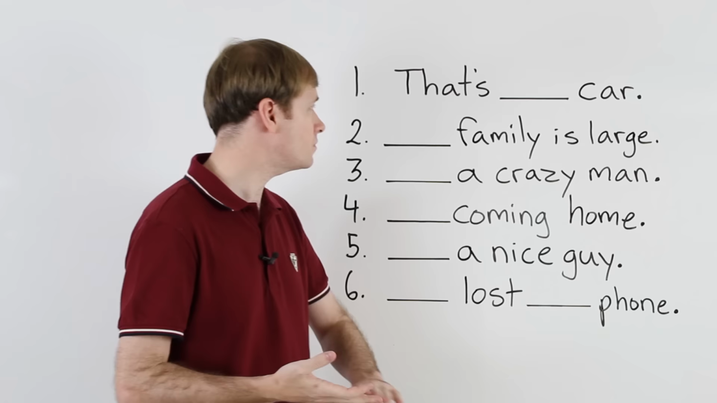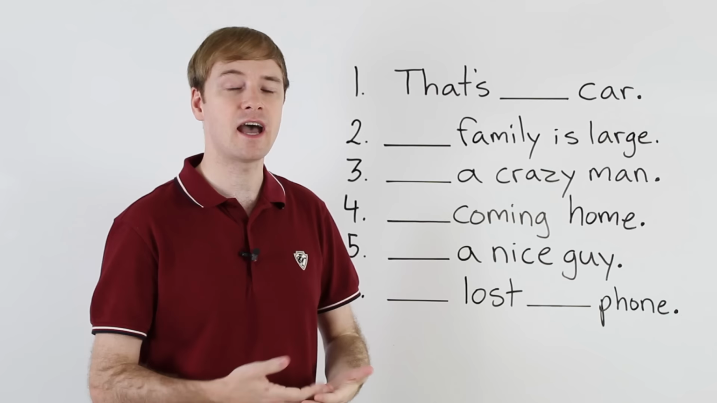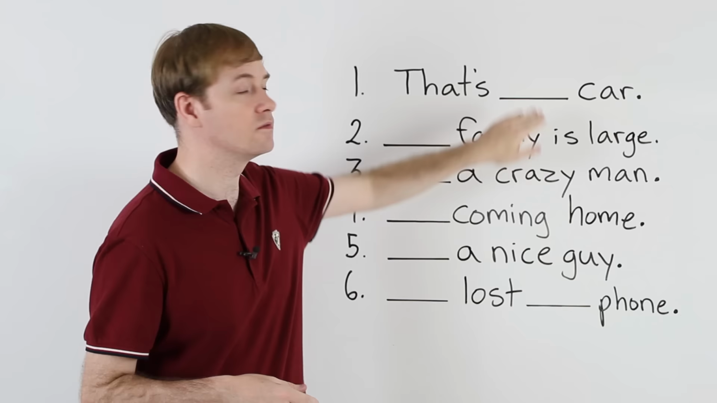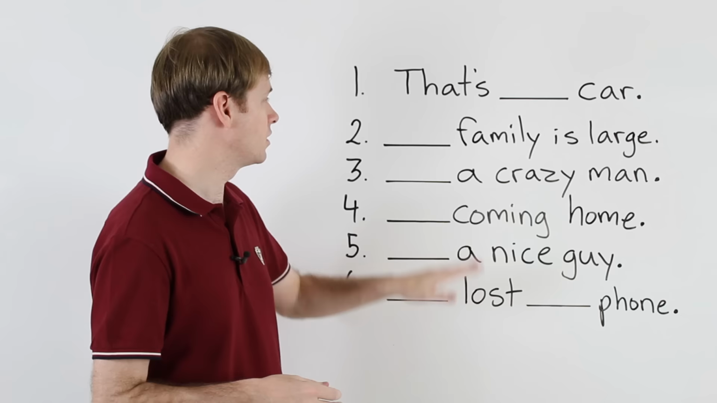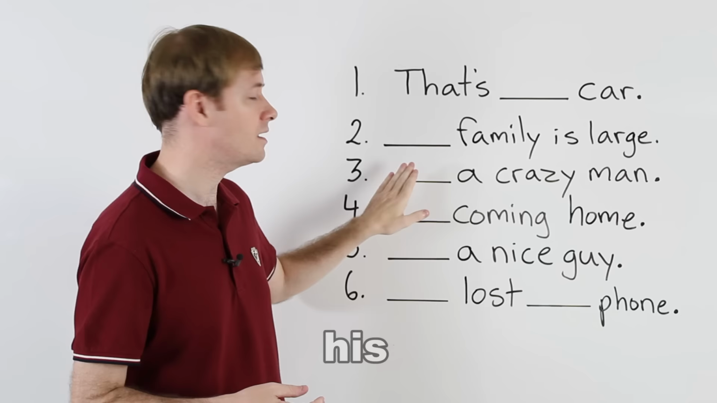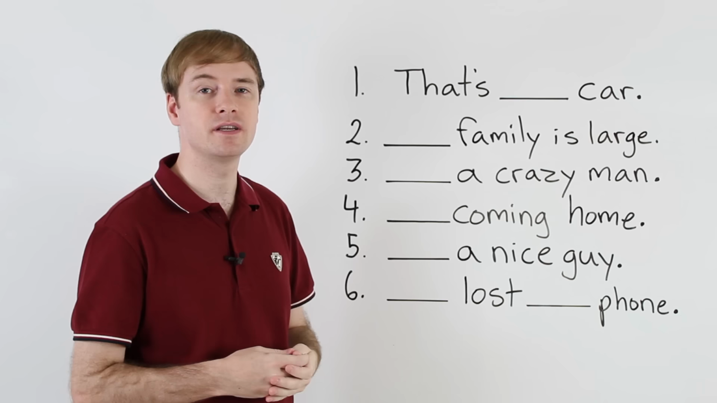That's his car. That's his car, okay? So the first one, of course, is his. His family is large. His family is large. Okay, so I said his. He's a crazy man. He's a crazy man. Okay?